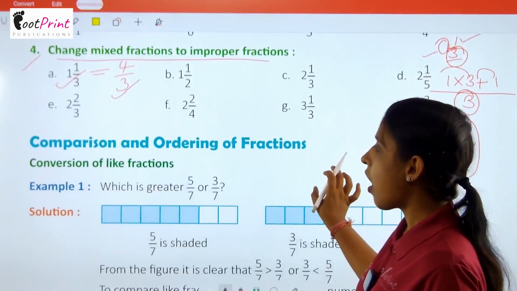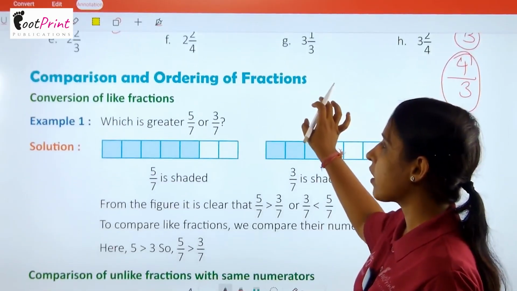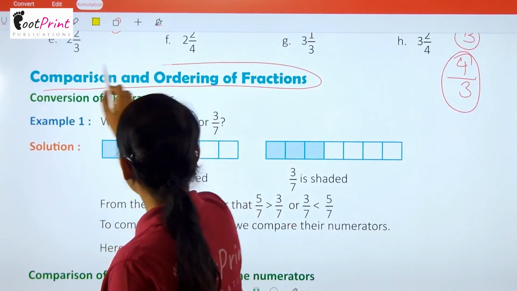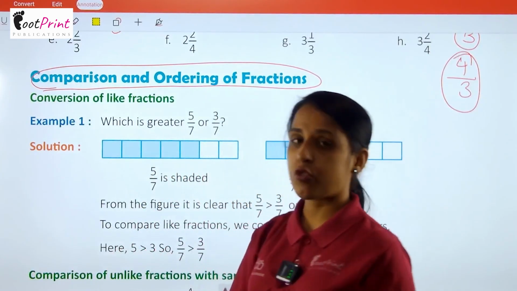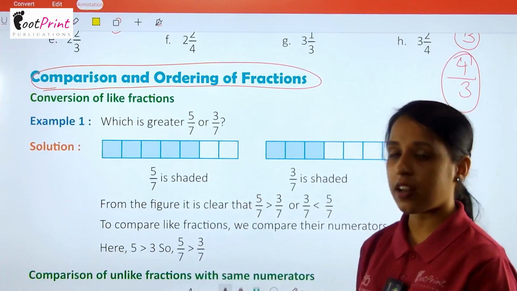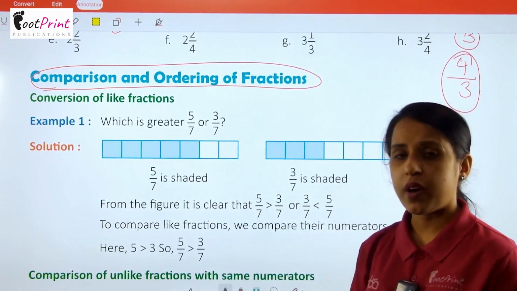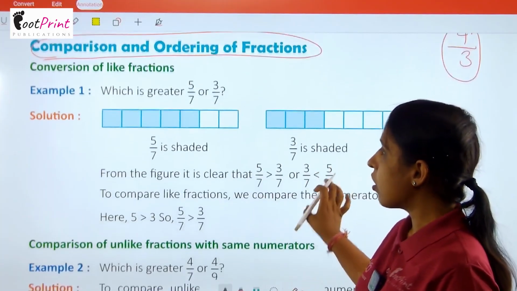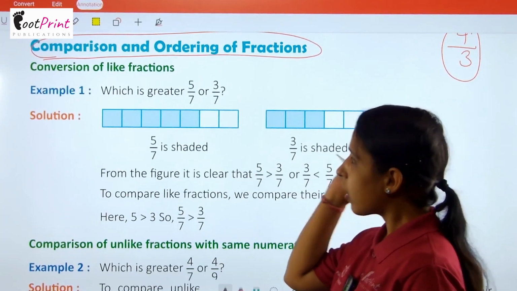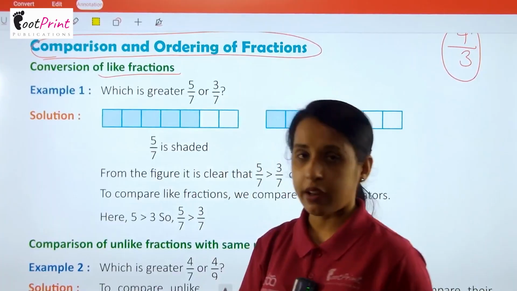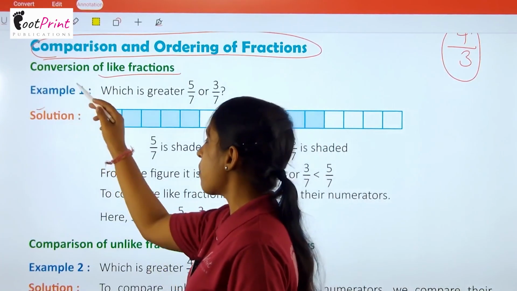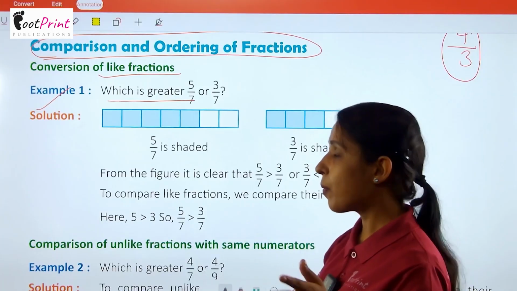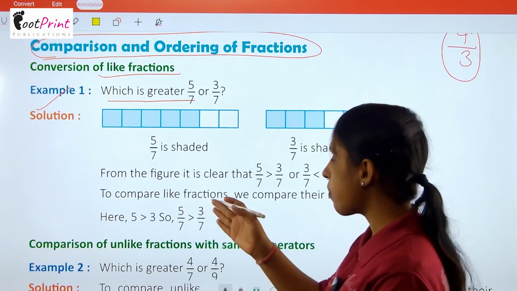Okay, now we will move to the next topic, that is comparison and ordering of fractions. ओके यहाँ पे हम देखेंगे जो भी हमारे फ्रैक्शन है उनको ऑर्डर में कैसे लगा सकते हैं या फिर उनको कंपेयर कैसे कर सकते हैं कि कौन सा बड़ा है कौन सा छोटा है. ओके सो कंपेरिजन ऑफ लाइक फ्रैक्शन. अब हम लाइक फ्रैक्शन देखते हैं फर्स्ट. सो एग्जांपल विच इज ग्रेटर 5/7 और 3/7. अब हमें बताना है 5/7 बड़ा है या 3/7 बड़ा है.